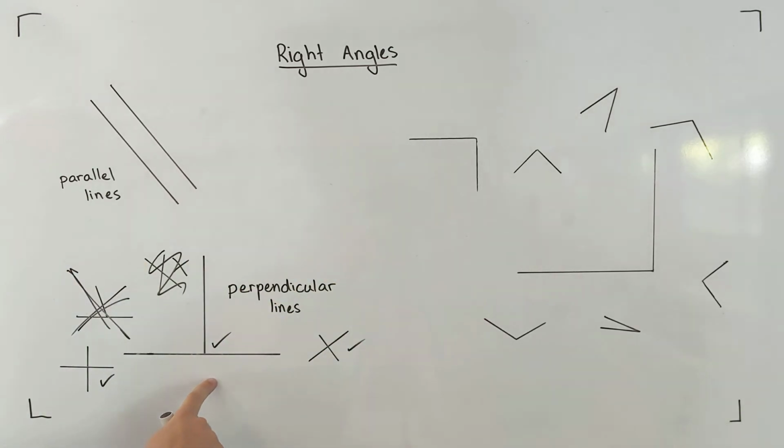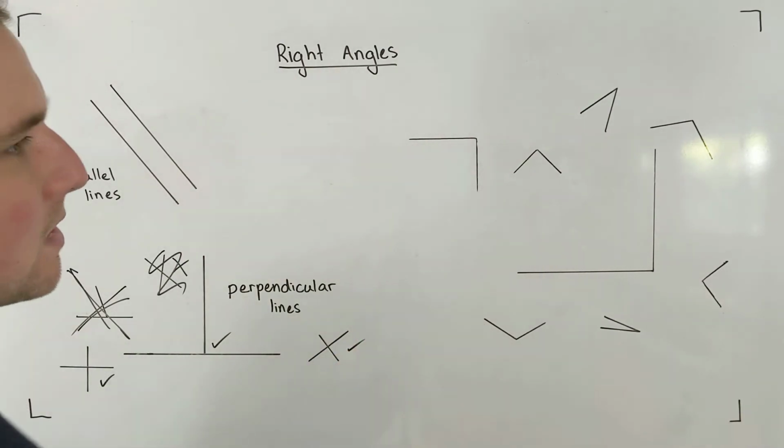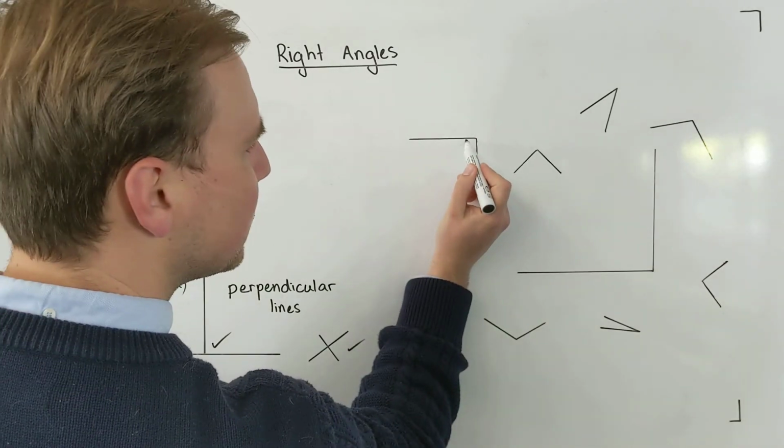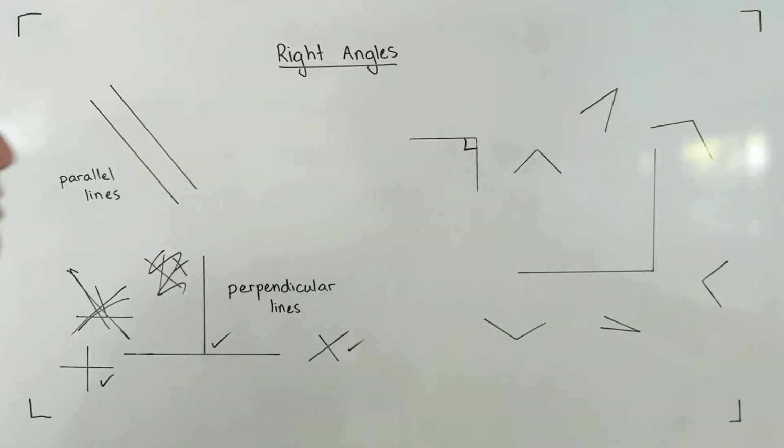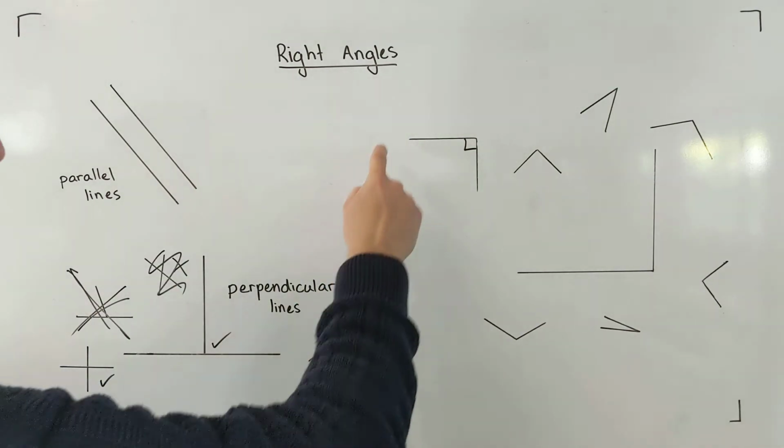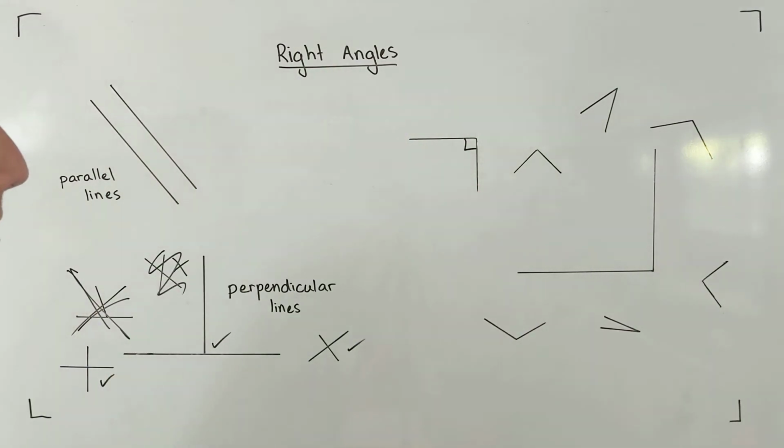These perpendicular lines, like I've been saying, make these perfect square corners. And what do we call those perfect square corners? We call them right angles. We show when something is a right angle by putting the little square in the corner. And that is our signal that that is a perfect square corner, that is a right angle.